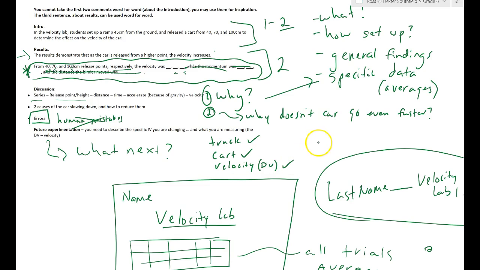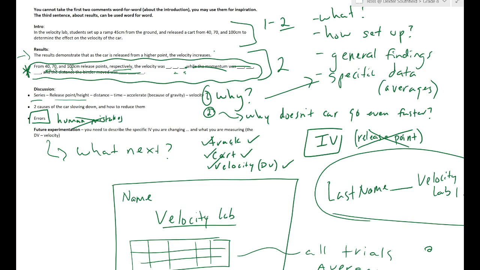But what is different is the independent variable should change. So rather than the height of the ramp, rather than the release point being 40, 70, 100, what other thing can we test instead of release point? So it used to be release point, and we want to come up with something different, something new to test, not release point. We will still be using the track, we will still be using the cart, we will still be measuring velocity, but we're going to be manipulating a different independent variable.